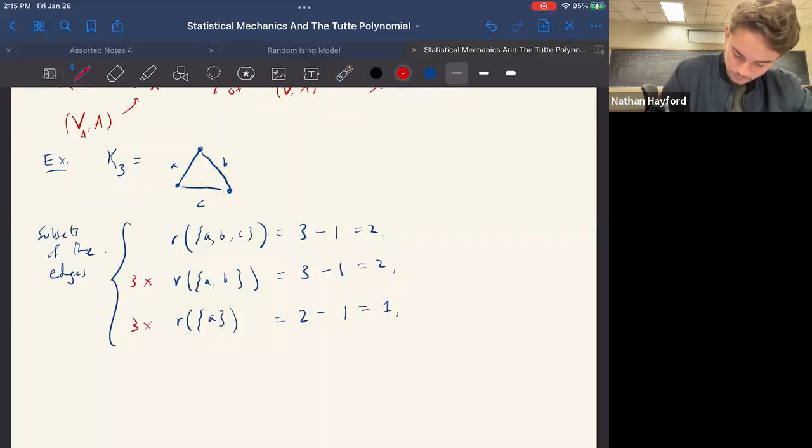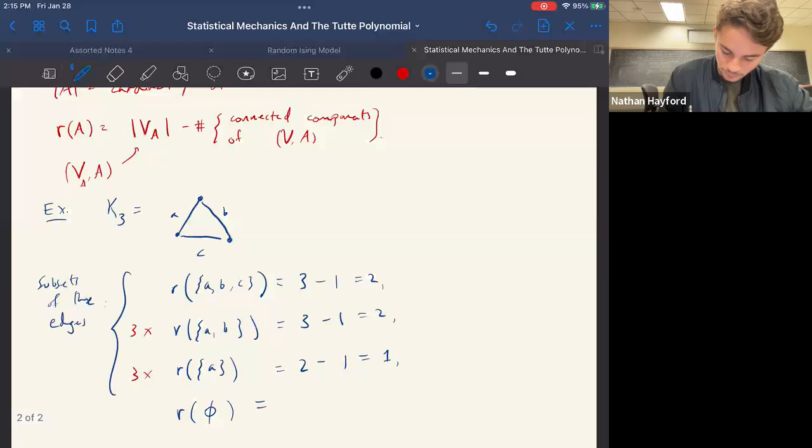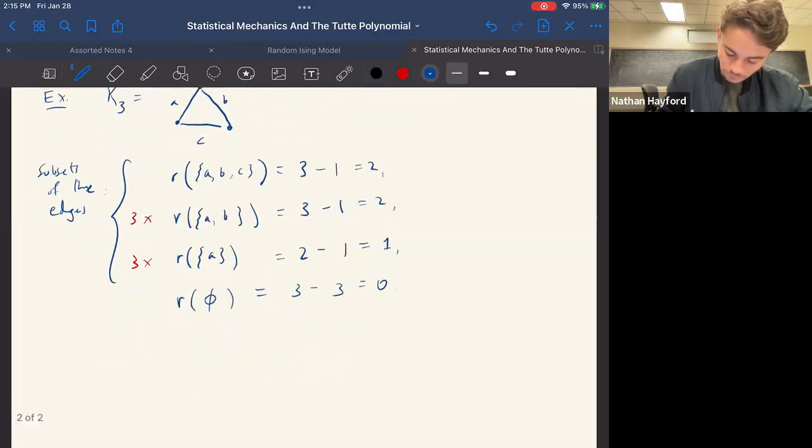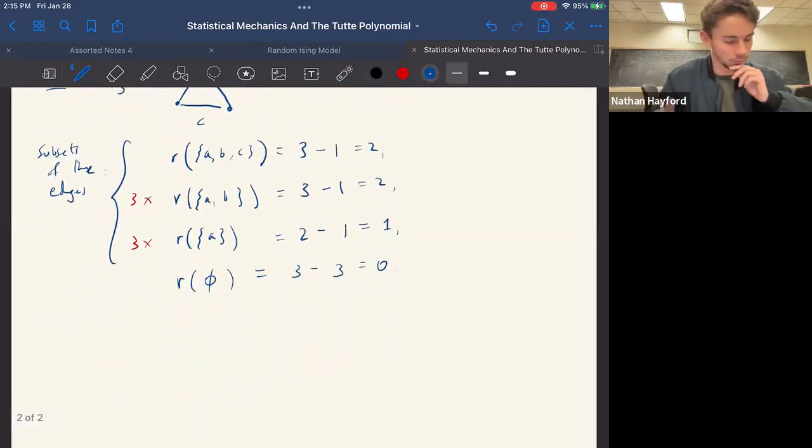And then finally, the empty set of edges. I take no edges. There are 3 vertices, and 3 connected components. 3 vertices minus 3 connected components. A, B, and C are all disconnected, so they're all separate, and so I get 0 here. And there's only one of these. I can only take the empty set once.